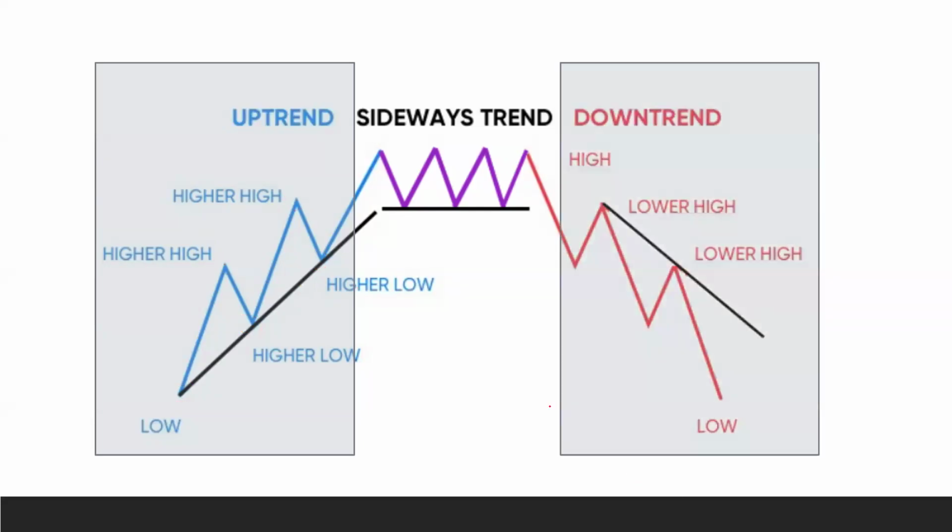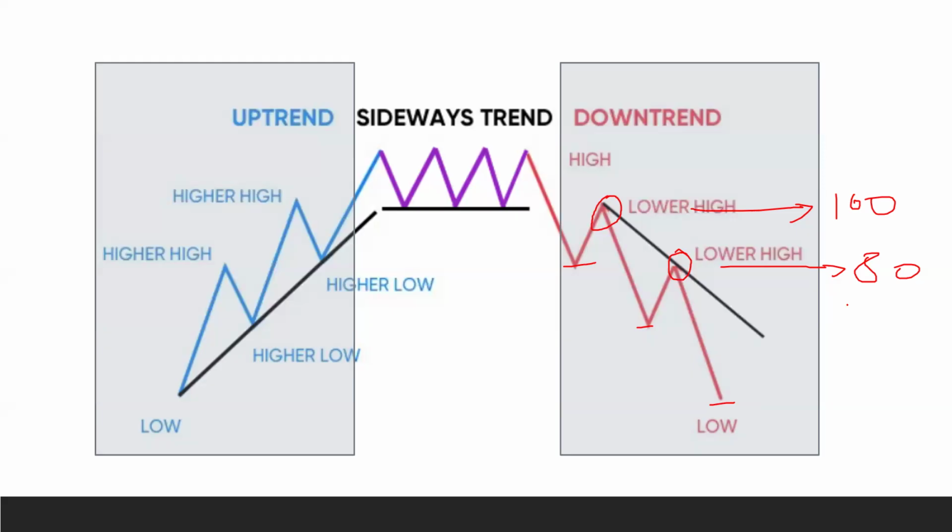Second is downward. When you say downward, what happens? Your highs are becoming lower and lower. Let's say if this was 100, now it is 80. So your highs are becoming lower and lower. Same way, your lows are becoming lower and lower. That is an example of a downtrend.